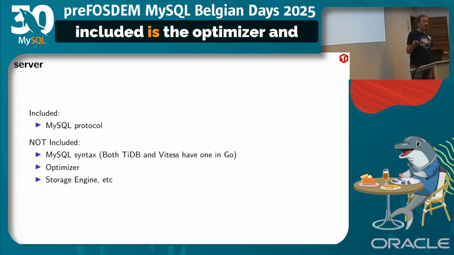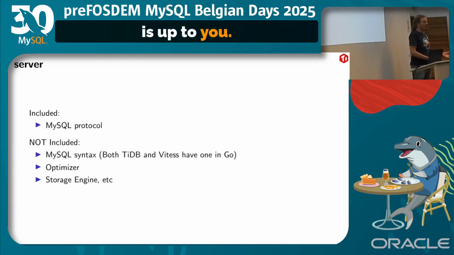The other thing that's not included is the optimizer. How you execute the query is up to you. Also no storage engine, etc. It's just the network part of the server.